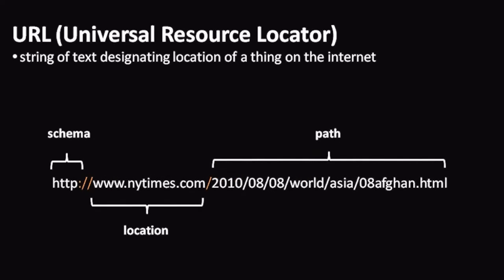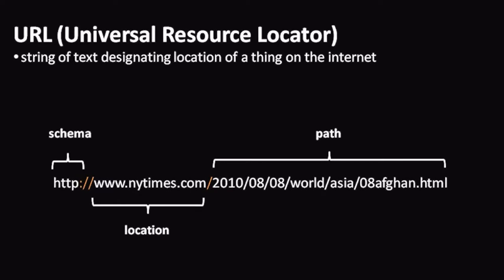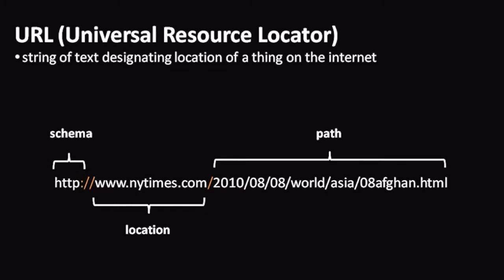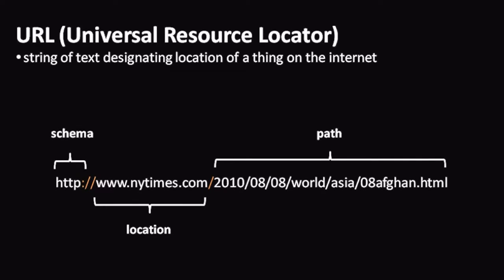So for example, here's the URL of a web page on the New York Times website. The schema used for web pages is HTTP, as we'll discuss in a moment. The location here is specified by the domain name www.nytimes.com. That's a domain owned by the New York Times, and it resolves to the IP address of a computer owned by the New York Times. And then after the domain name and a slash, you see this whole sequence of text, 2010/08/08/world/asia/08afghan.html. All of that is the path. It specifies which page at the New York Times this URL designates.